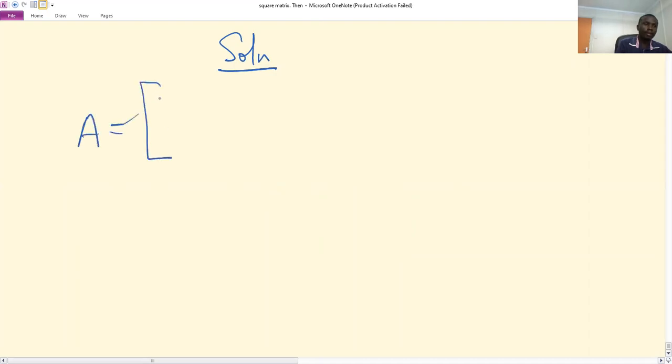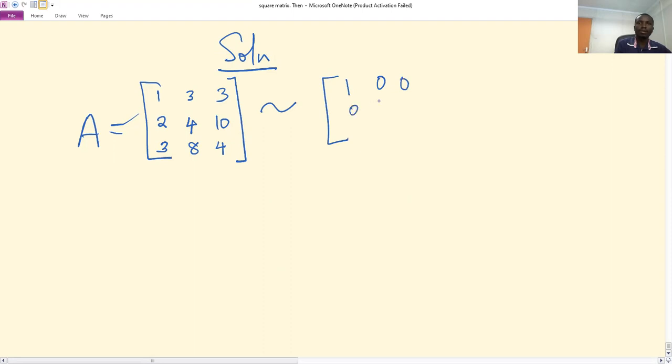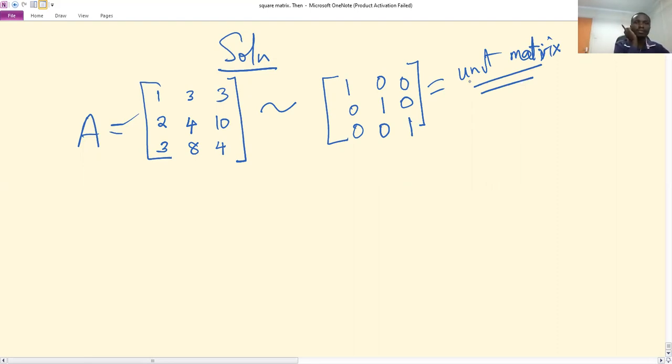Matrix A is given by 1, 3, 3, 2, 4, 10, 3, 8, 4. Now remember this being a 3 by 3 matrix, so the objective is to transform this one into 1, 0, 0, 0, 1, 0, 0, 0, 1. So this is the unit matrix that we need to transform this given matrix into.